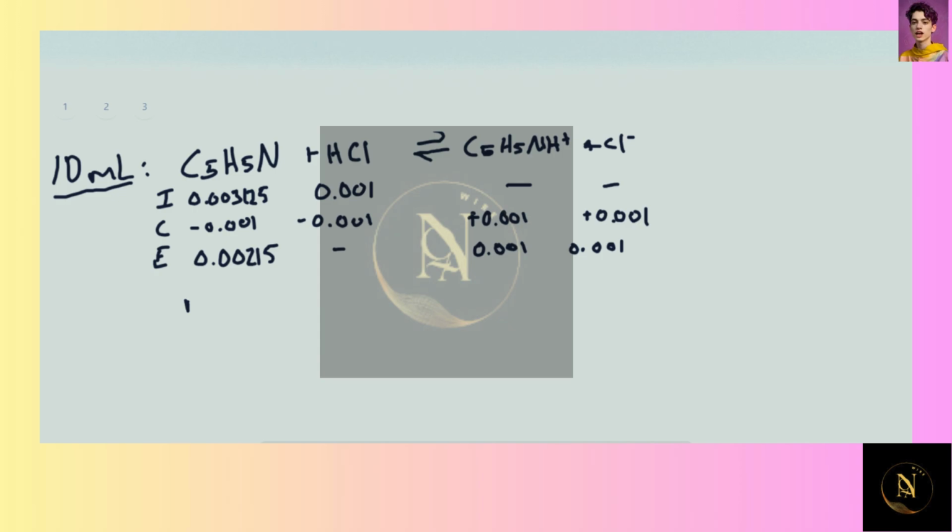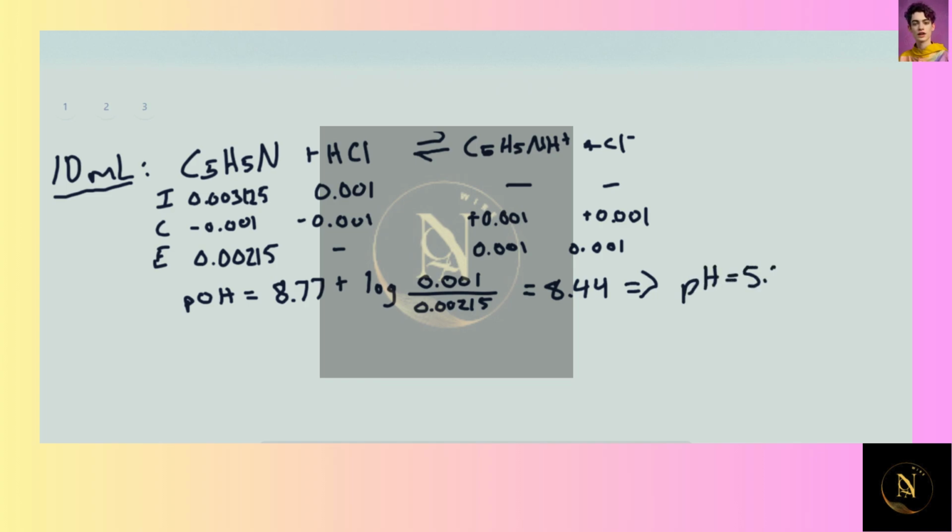So we have a buffer, so we can do the Henderson-Hasselbalch equation, where pOH is equal to the pKa, which is 8.77, plus the log of the base over the acid. So this here is equal to 8.44. And if we calculate pH, it's equal to 5.56. So already a dramatic drop.